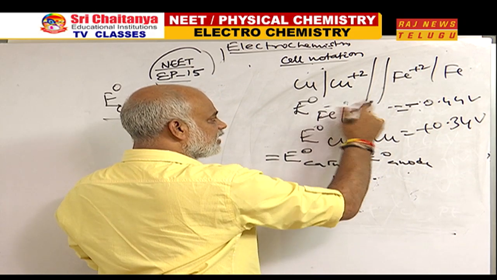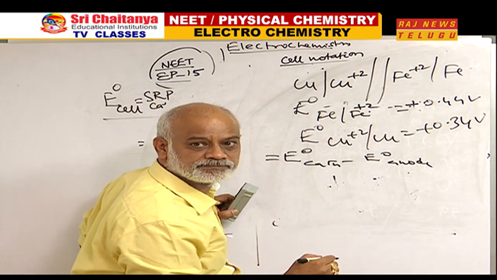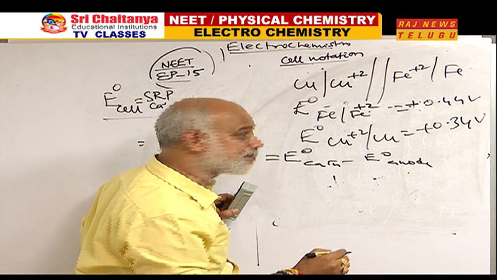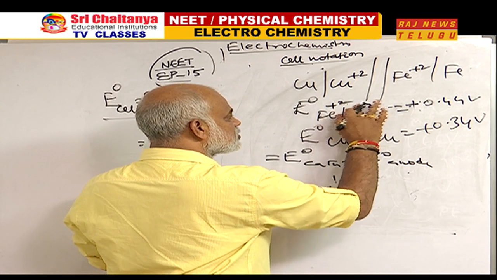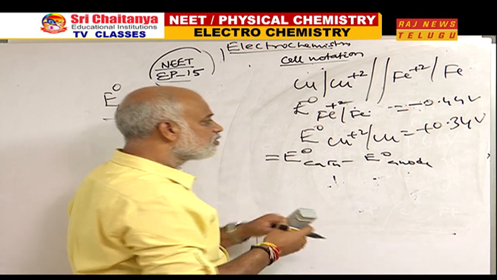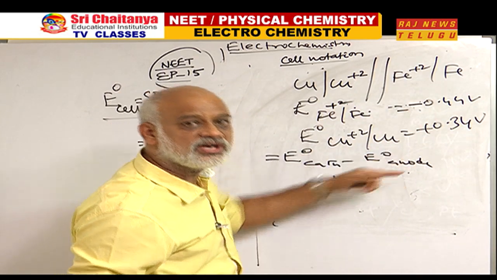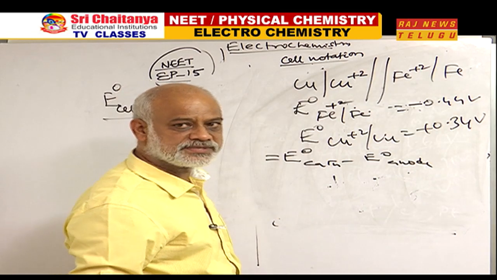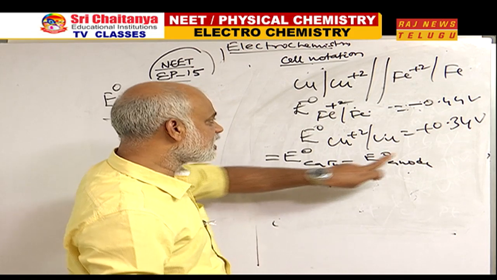I repeat, Fe plus 2 was this, which is SOP. I wanted to convert it to SRP. So, that Fe plus 2 Fe sign minus. What is this? Cu plus 2 Cu. SRP. First problem solved.